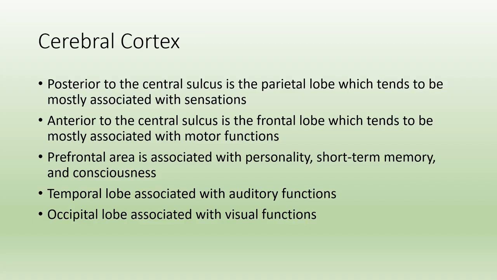The very front part of the frontal lobe, which is known as the prefrontal area, is associated with some of your personality and behavior. So personality, short-term memory, and consciousness tend to be located there. The temporal lobe has most of your auditory functions, and the occipital lobe has a lot of the visual functions. But like I said, this is just a generalization because you do have other functions, obviously, within each of the lobes as well.